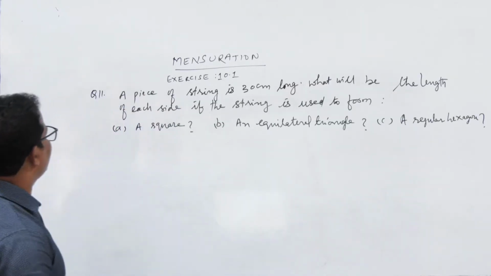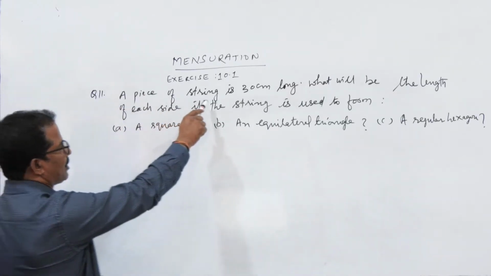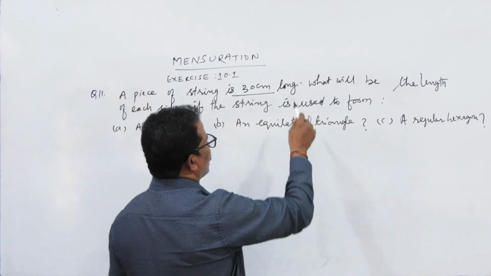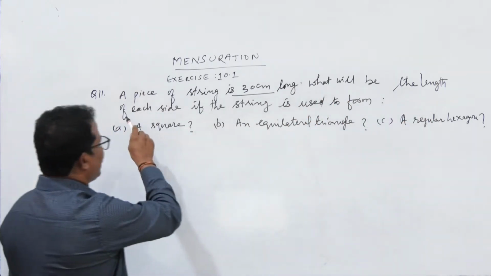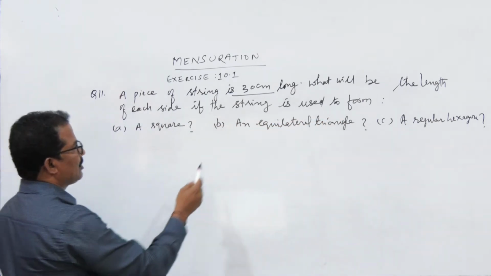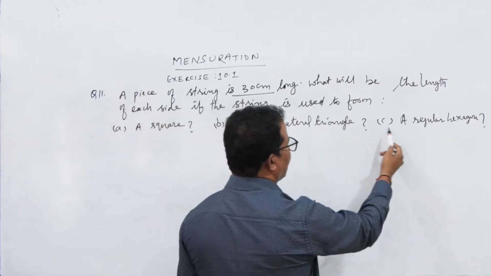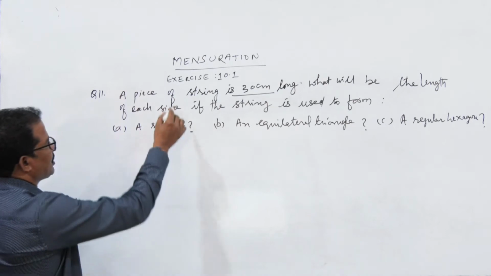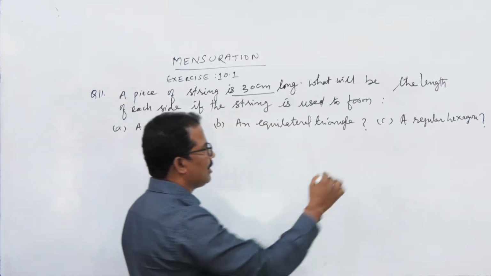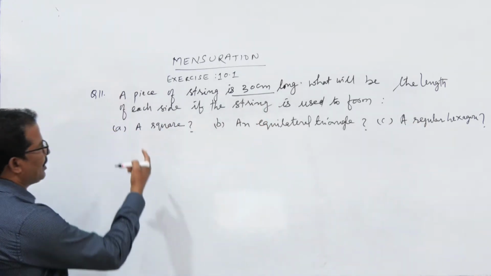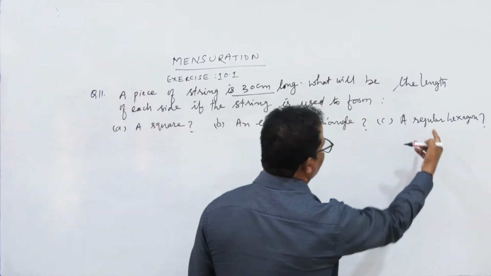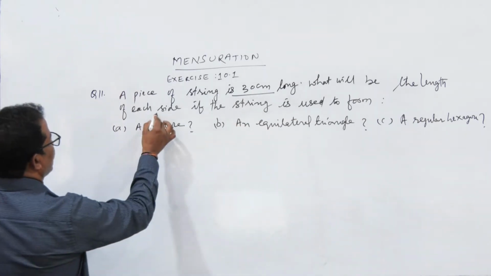Now in question number 11, what is this? A piece of string is 30 centimeter long. The length of the string is 30 centimeter. Now the question is, what will be the length of each side if the string is used to form first a square, second an equilateral triangle, and third a regular hexagon? The same string is used to form first a square, then an equilateral triangle, then a regular hexagon. Then we need to find the side of this square, the side of the equilateral triangle, and also the side of the regular hexagon. Understand all of you? So we need to find the sides.